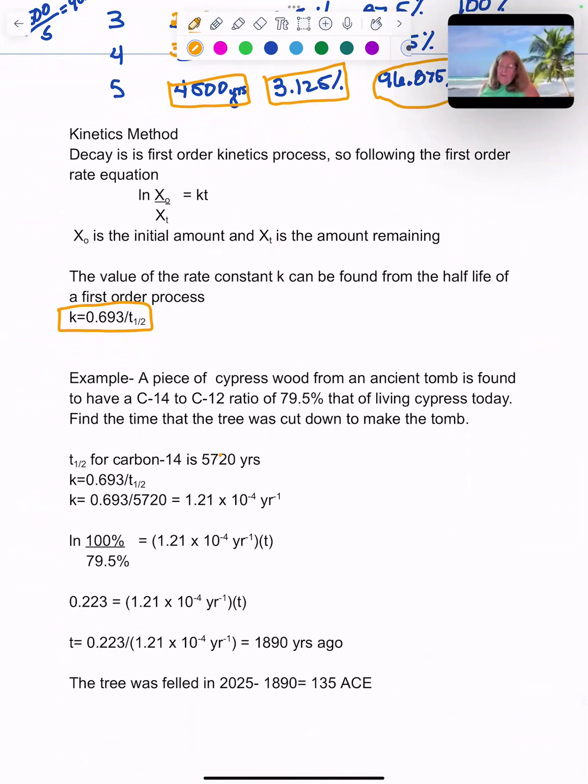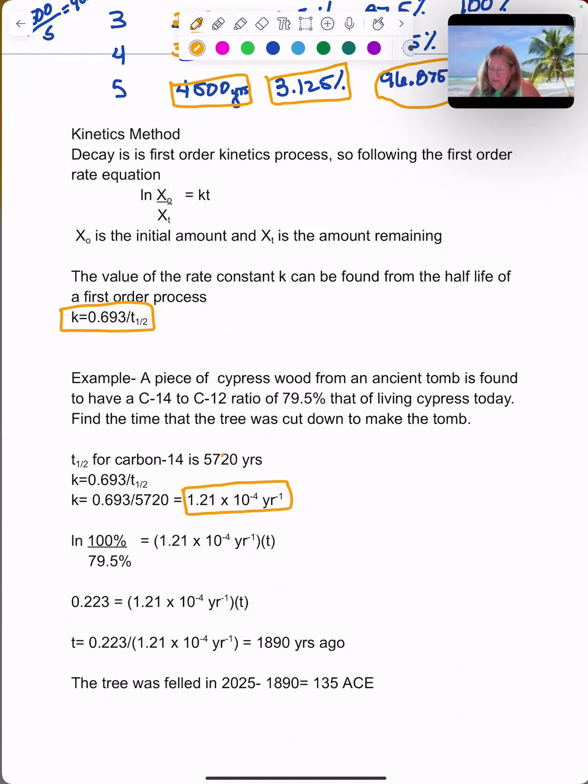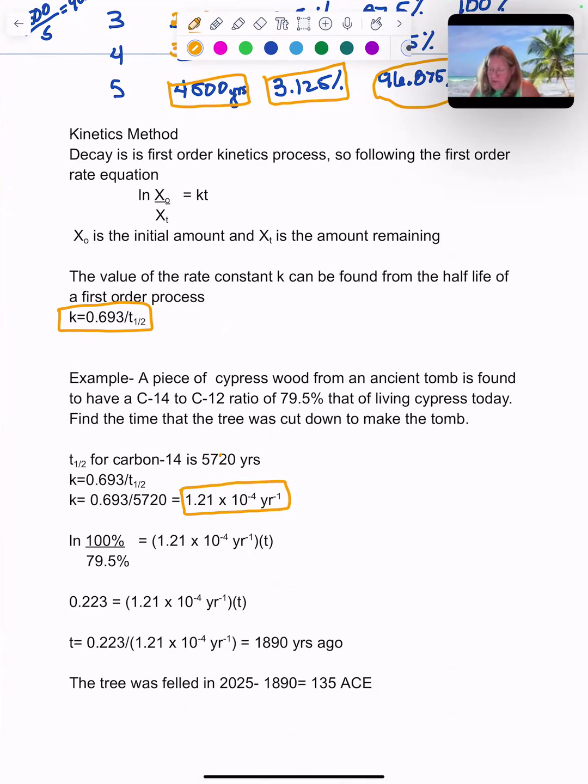Okay, so if 5,720 years is my half-life, and we plug that into our K equation, K equals 0.693 over T1/2, so 0.693 over 5,720, that's going to give me a rate constant, K, of 1.21 times 10 to the minus fourth per year. Our original value, x0, is going to be 100%. The amount remaining is 79.5. That's going to equal K, so our 1.21 times 10 to the minus 4, over time t.